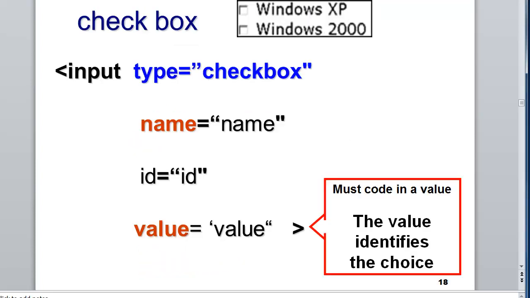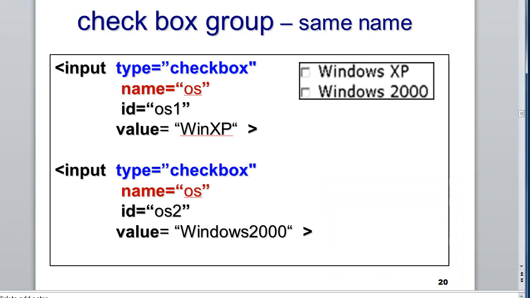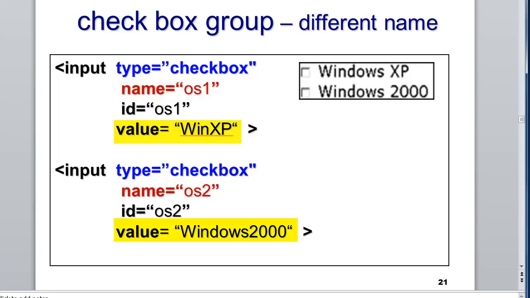A checkbox is very similar to a radio button. Here we have type equals checkbox. It needs a name, and here again it needs a value because the user is only clicking with the mouse somewhere, so the value identifies the choice. There are two ways to code checkboxes. They all can have the same name, and that's totally acceptable, but they always have to have different values, or they can have different names.